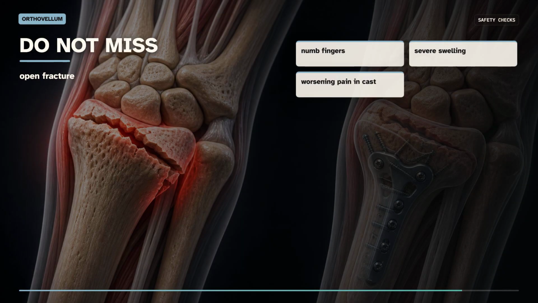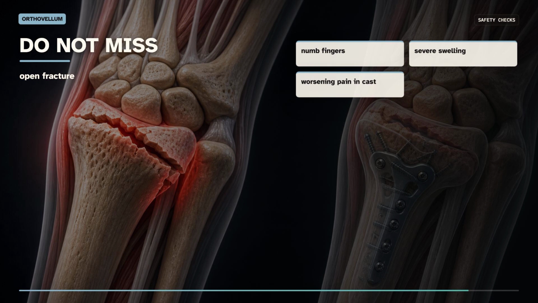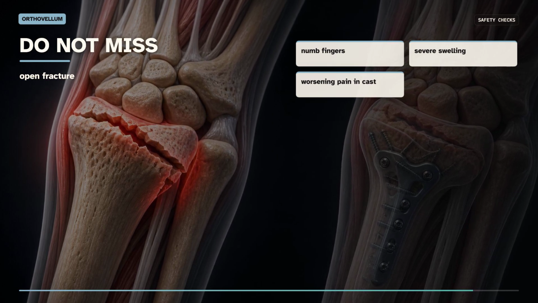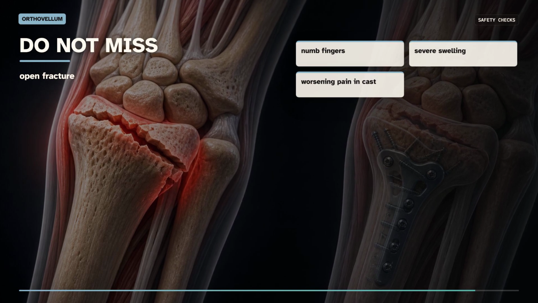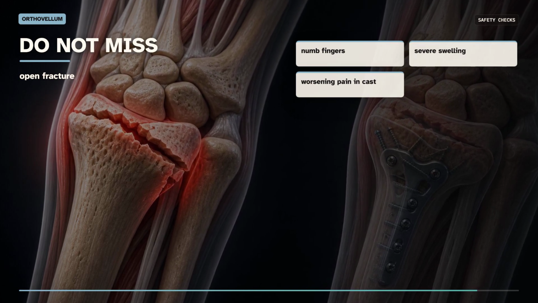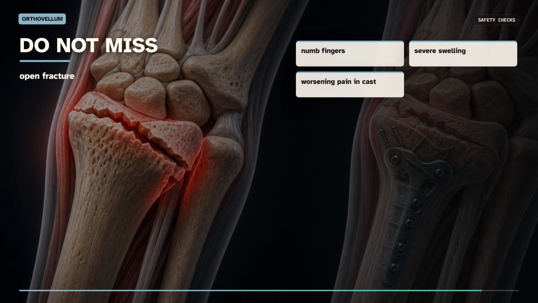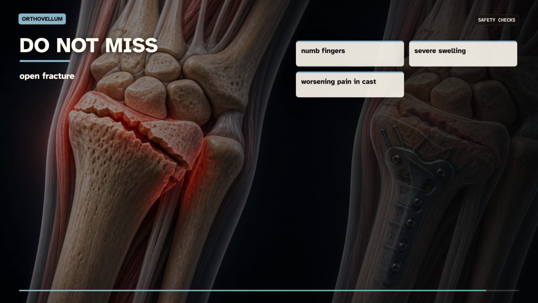Red flags and urgent features include open fracture, numb fingers, severe swelling, worsening pain in cast. Red flags do not mean panic. They mean the pathway changes, earlier assessment, different imaging, or urgent specialist review. For patients, this is the safety net. For residents, this is how you avoid anchoring on a common diagnosis while missing the dangerous one.